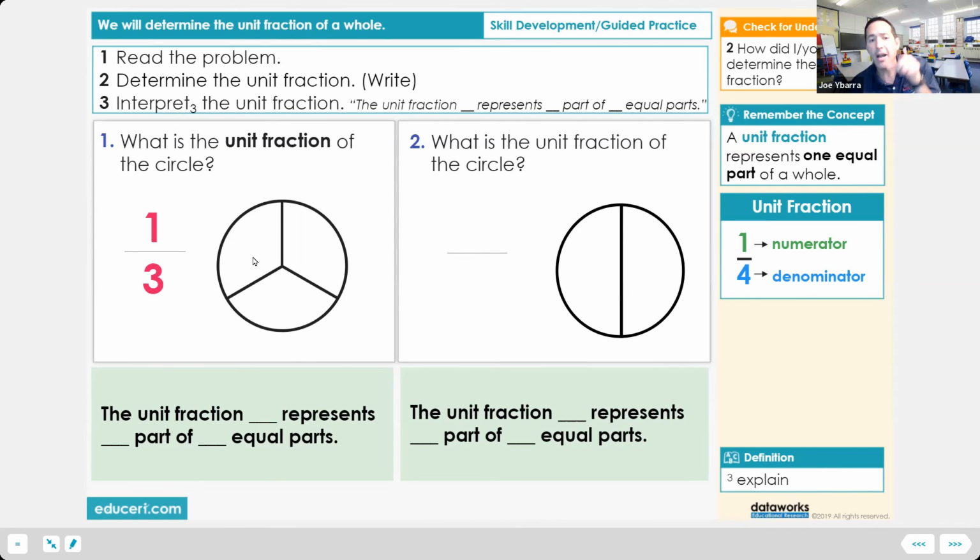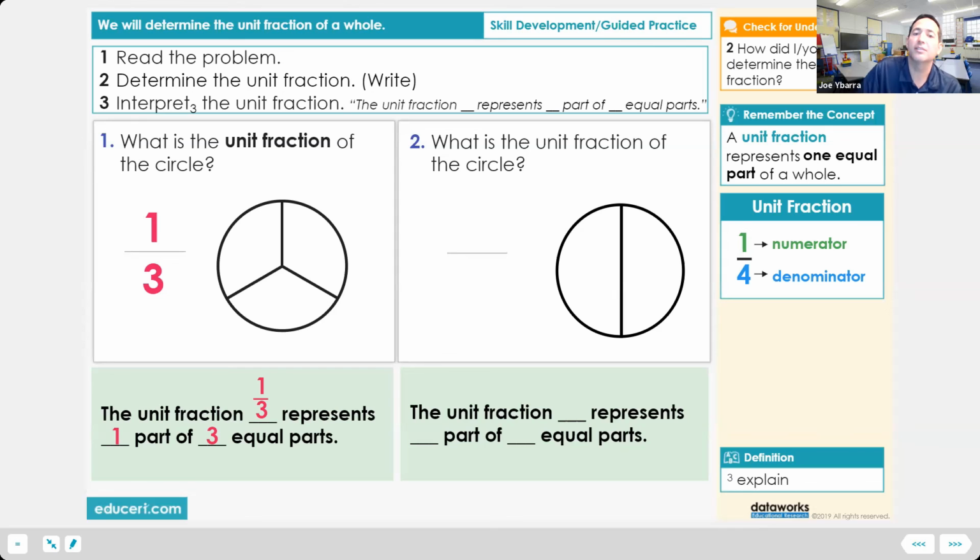Yes. Oh, Mr. Y, you counted the 3 parts, 1, 2, 3. So that gave you that down number, or no, not down number. What is it? Denominator. Yeah, denominator. D for down. Okay. And what's my numerator? 1. Yeah. So how do I interpret the unit fraction? The unit fraction 1/3 represents 1 part of 3 equal parts. That's how I did it.